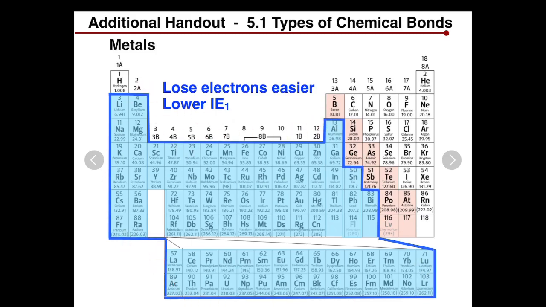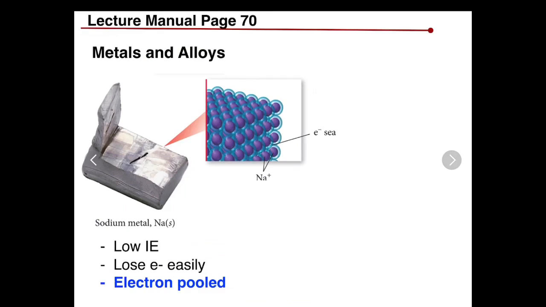So they have lower first ionization energy, and also they have a high metallic character as well. Because metal can lose electron easily, it requires less energy to remove their electron. Therefore, the electron would be removed, and it's going to create the metal ions.